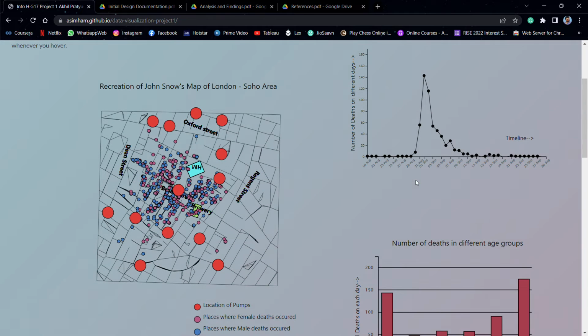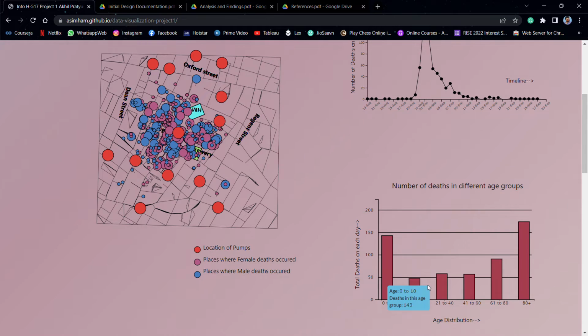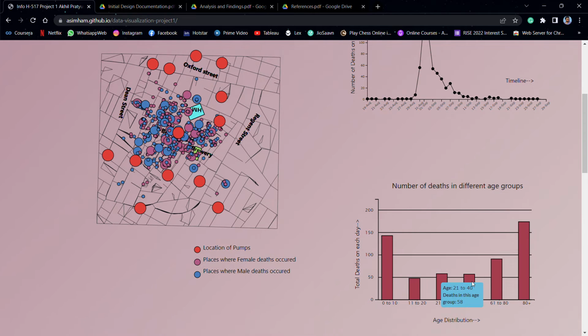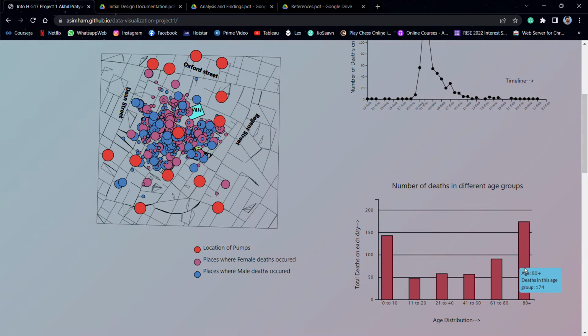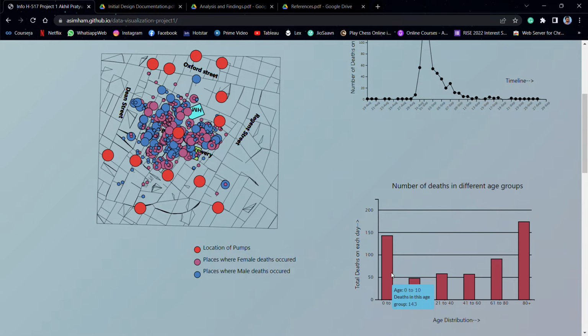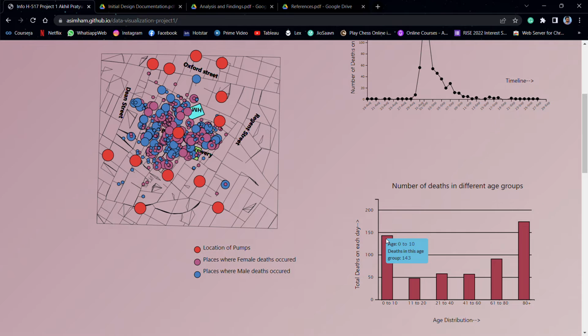And coming to the second chart, I have drawn a bar chart, which shows the people of different age groups: 0 to 10, 11 to 20, 21 to 40, 41 to 60, 61 to 80, and 80 plus. If you can see, the number of deaths is higher in two age groups especially, which are 0 to 10 and 80 plus. This might be because their immunity might be less, and that's why more people died.